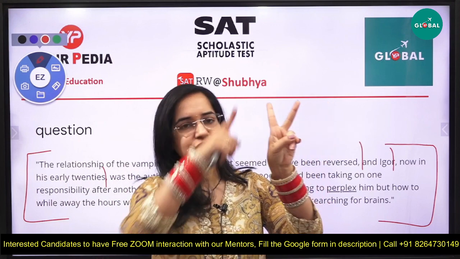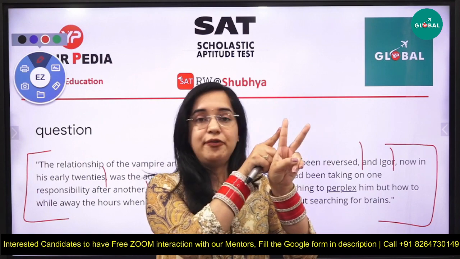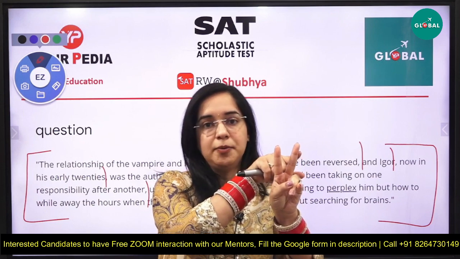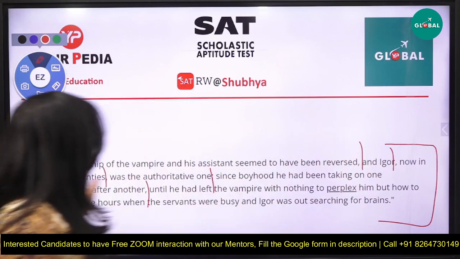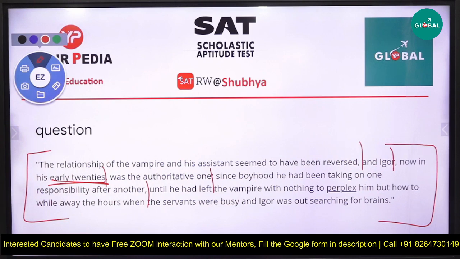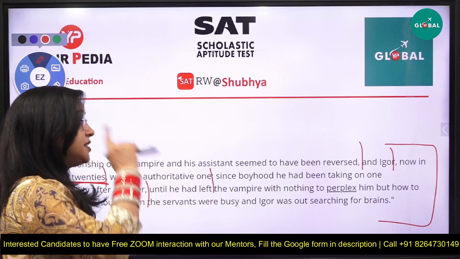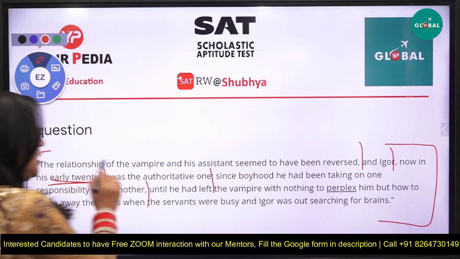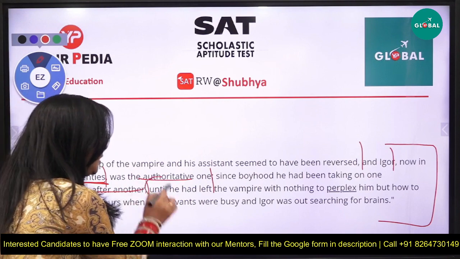So there was a relationship which existed between two people, one a vampire, one his assistant, and we feel that the relationship is reversed. The roles of the vampire are performed by the other person and vice versa. And Igor, the name of the person, is now in his early 20s. He was the authoritative one. Since boyhood, he had been taking on one responsibility after another. He was authoritative, taking the responsibility until what?